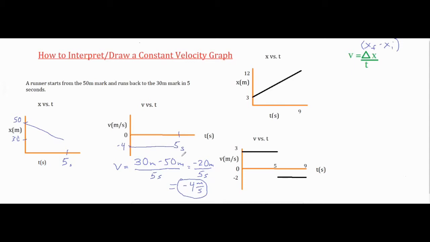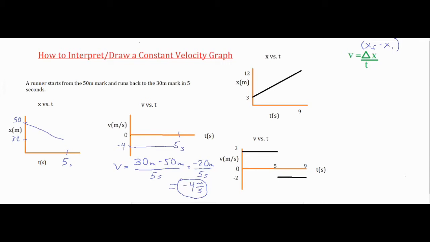Okay, so I finished my calculation over here. I found out how much it moved. It moved back 20 meters, so its displacement was negative 20 meters within that 5 seconds. Negative 20 meters divided by 5 seconds gives us a velocity of negative 4 meters per second. So all I really had to do is mark the negative 4 underneath the 0 on my graph, and then make a nice straight flat line to show that it's staying at a constant negative 4 meters per second for that 5 seconds.